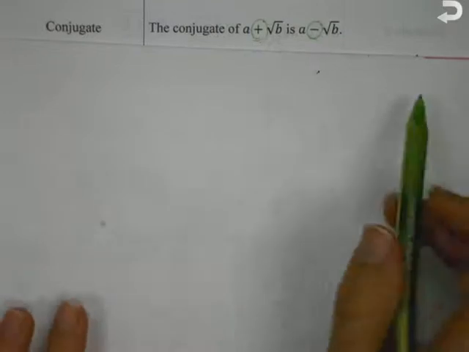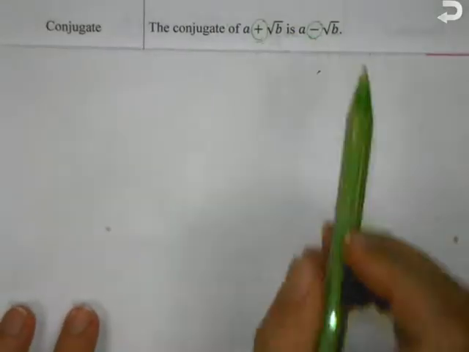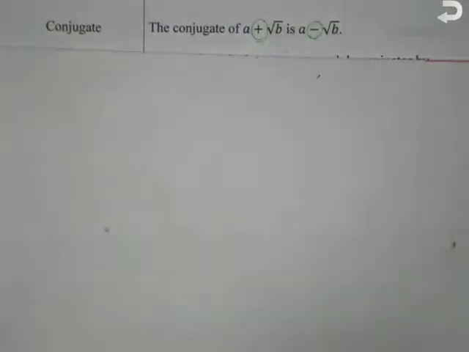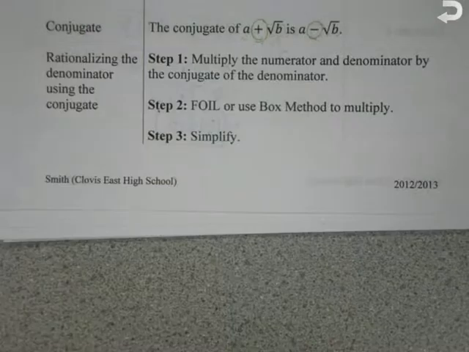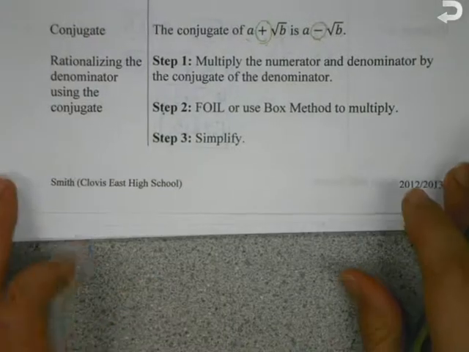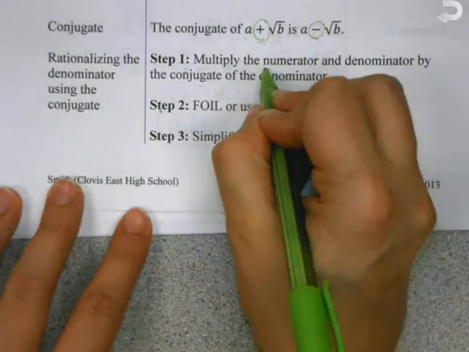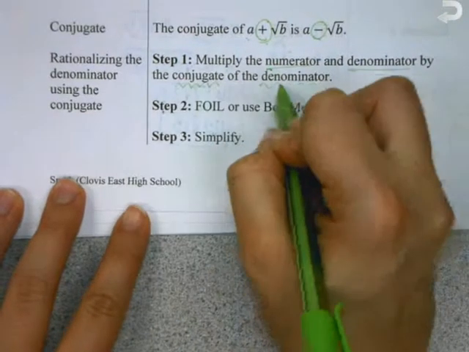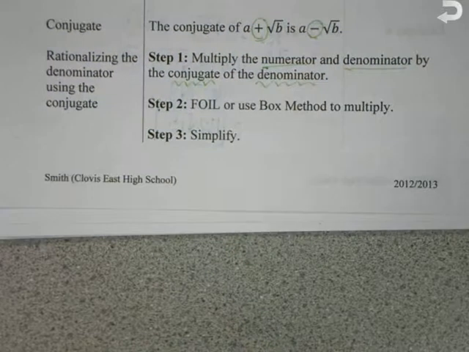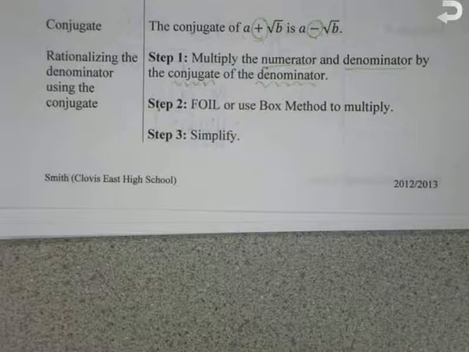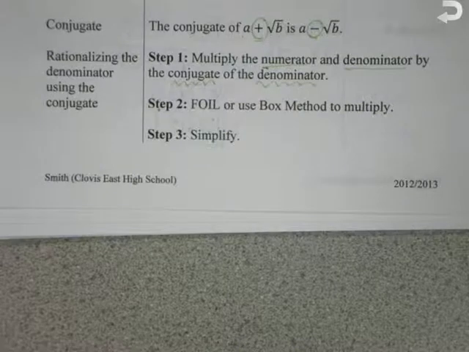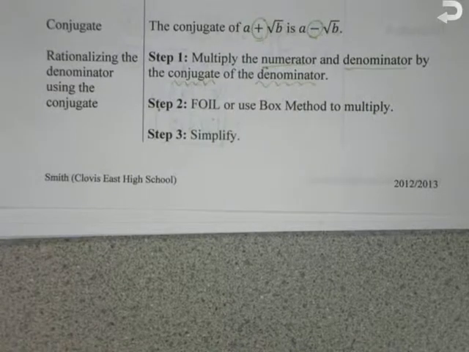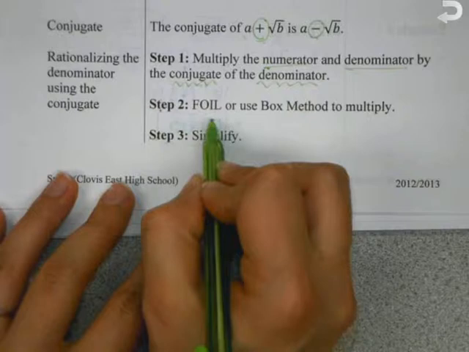So how do we rationalize using the conjugate? Same basic steps. We're going to multiply the numerator and denominator by the conjugate of the denominator. So we're still only working with the denominator. But there's going to be some multiplication, so we're going to have to use FOIL or box method, whichever one you prefer. And then we'll be able to simplify.